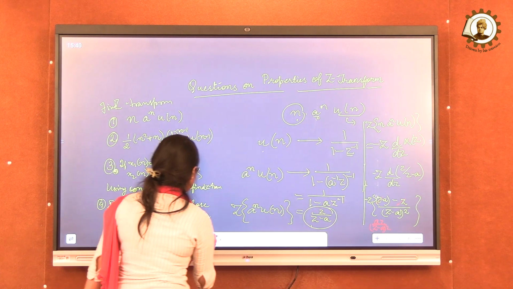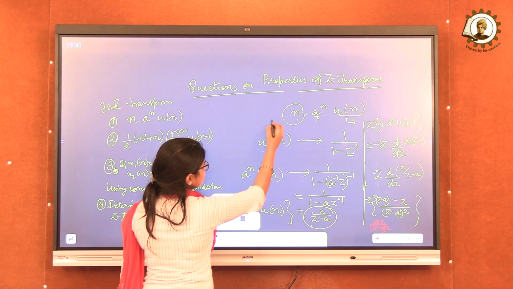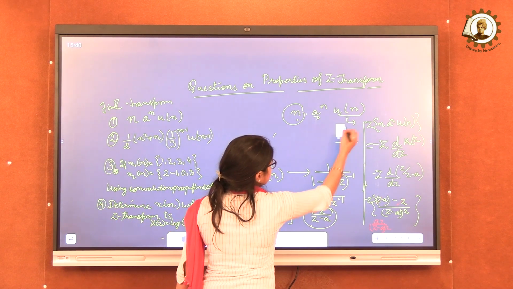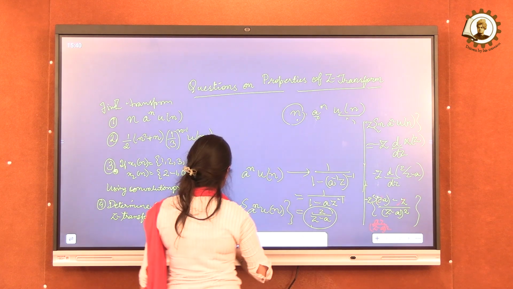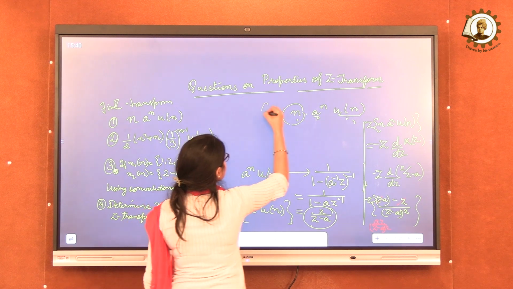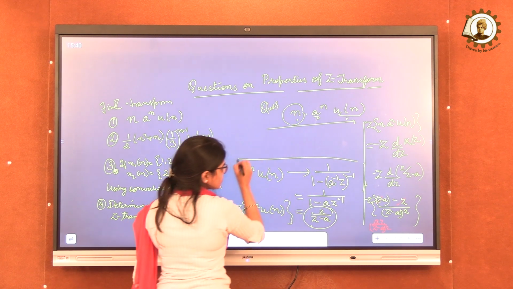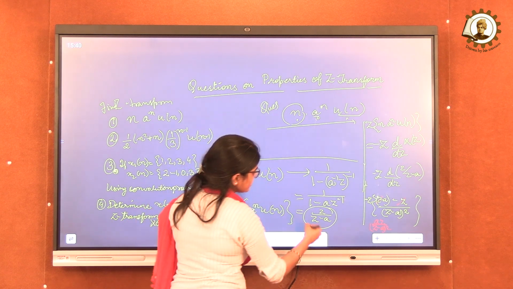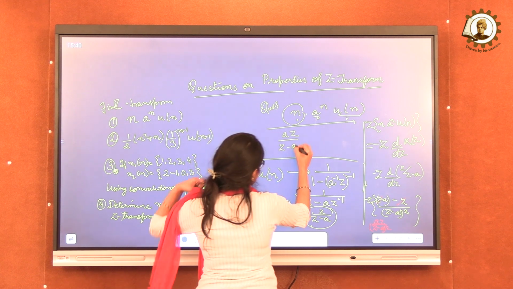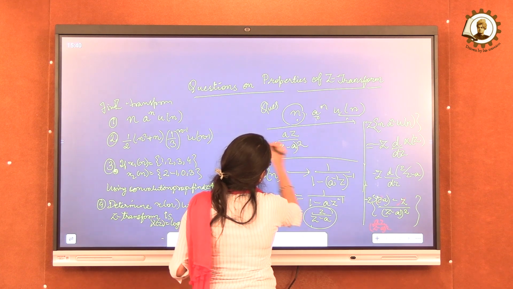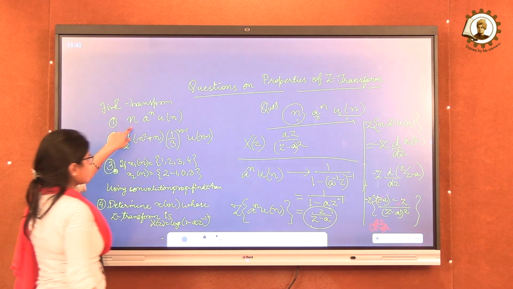Rewriting the answer once again. In this portion I am rubbing. This is the question. So the answer that you have got is az by z minus a whole square. This is the final z transform of this whole signal.